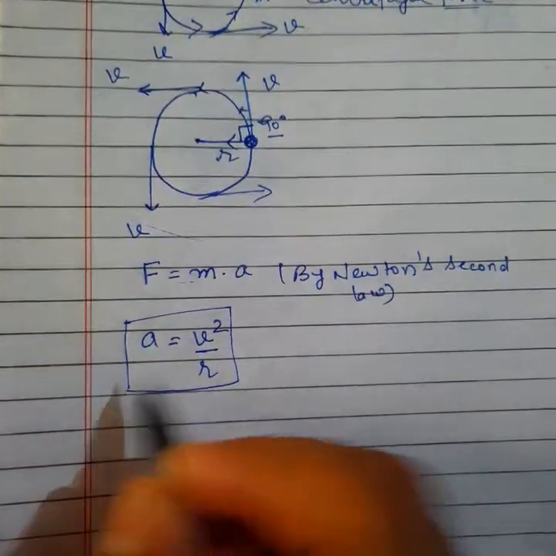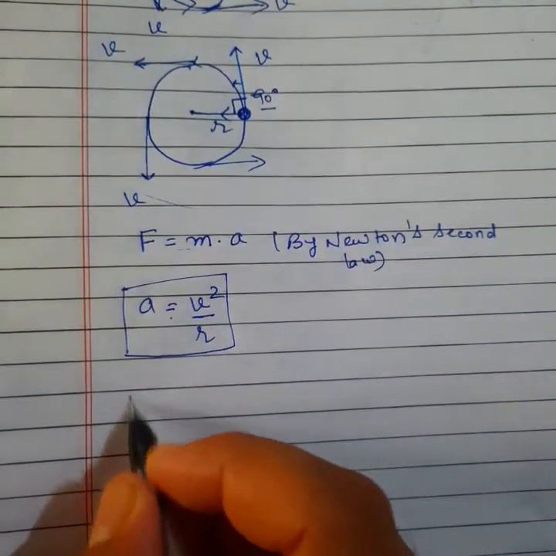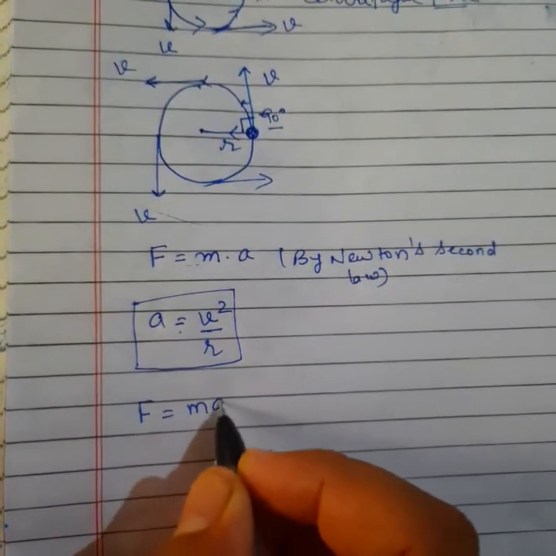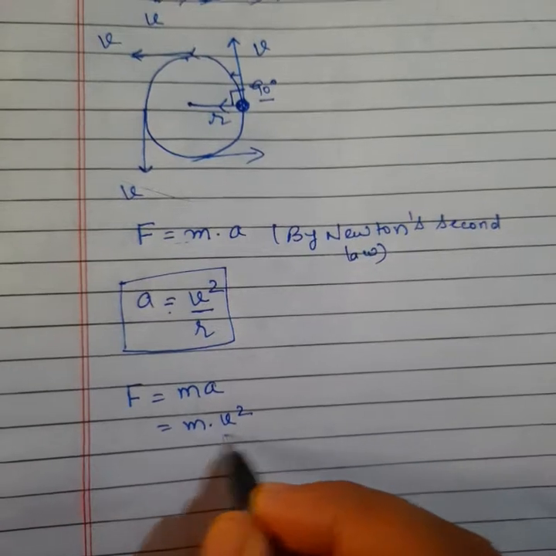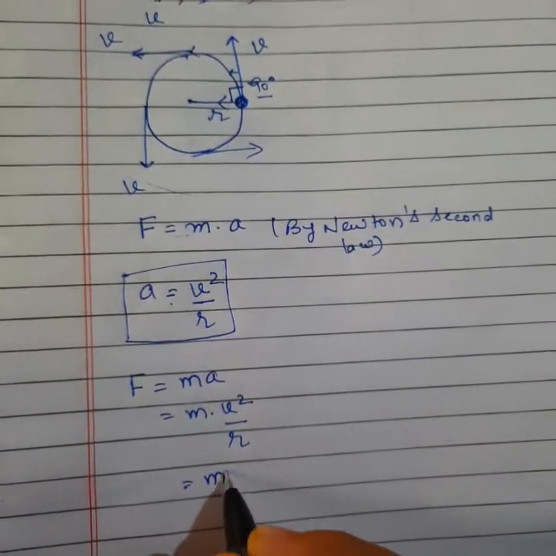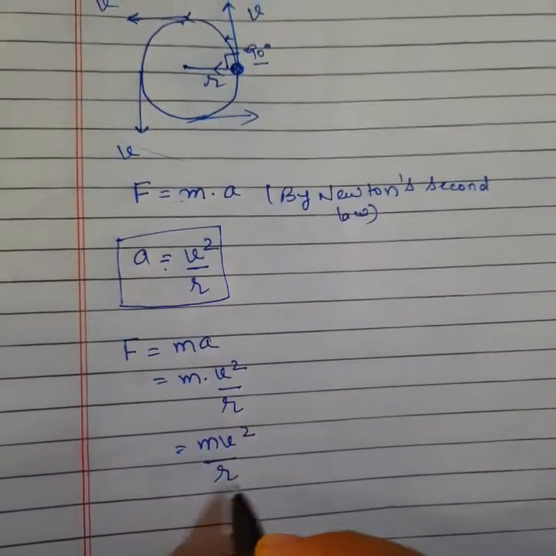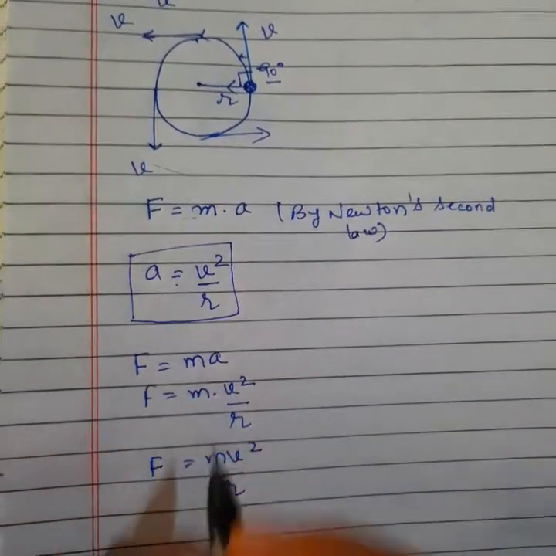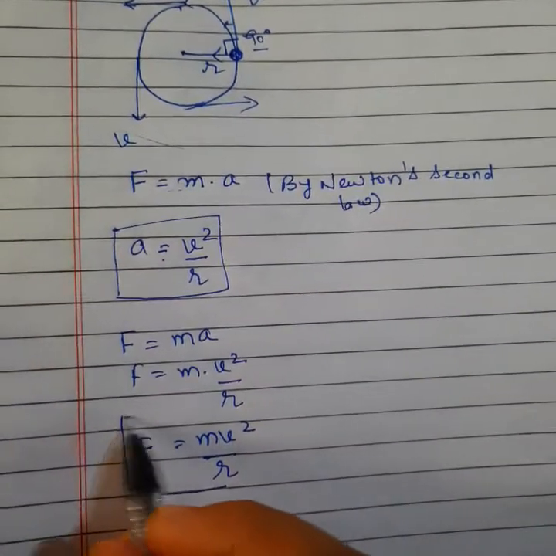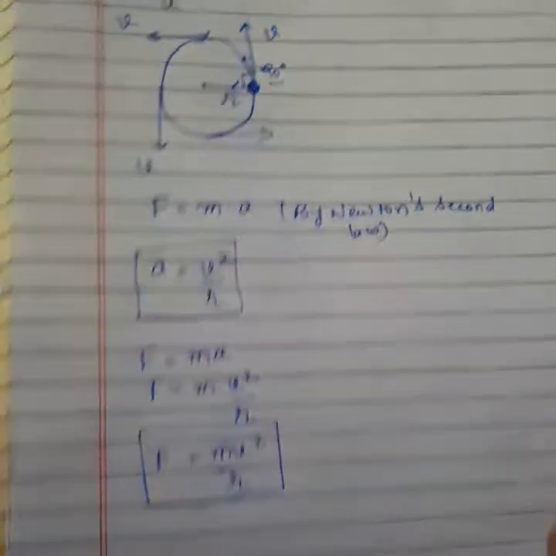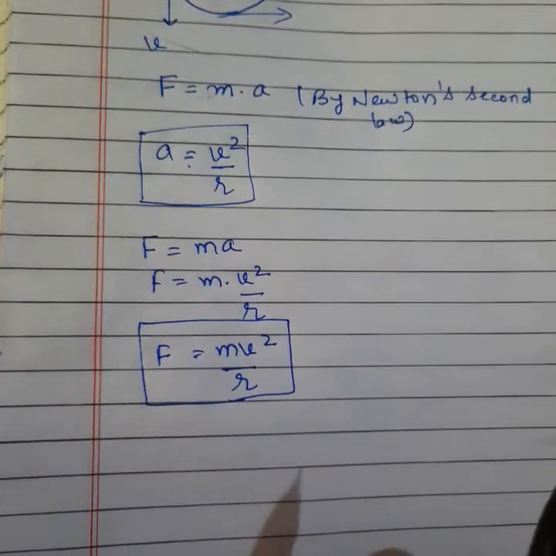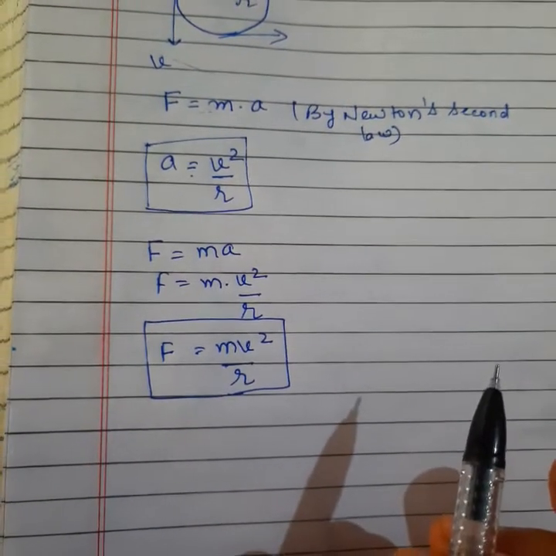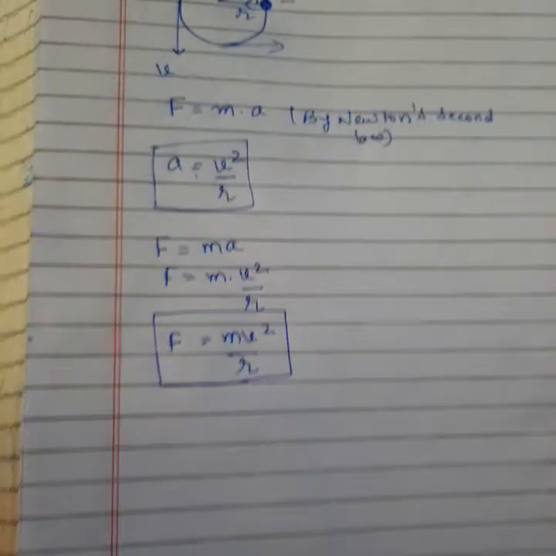Say yes or no. So put this value of a in this equation, so we will get F is equal to ma, and a is v square by r. So we will get mv square divided by r. This is your centripetal force: F is equal to mv square divided by r. Any doubt to any student? Okay, this is a simple explanation of centripetal force.